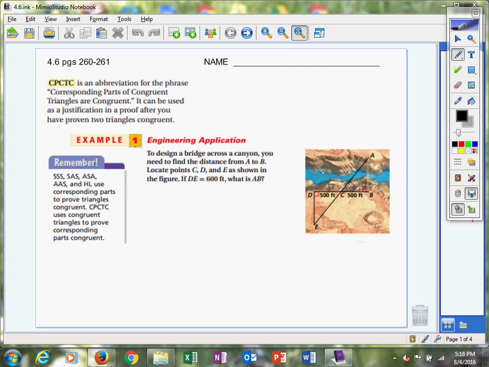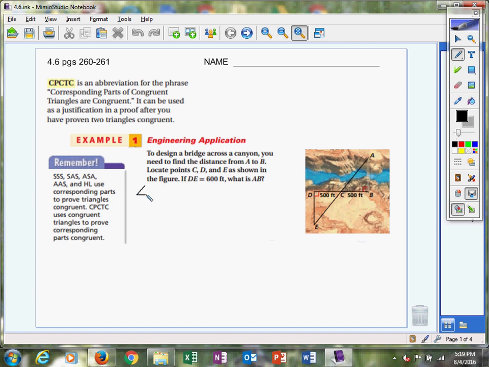Let me illustrate this to you, okay? This is an engineering application, and this is what it says. To design a bridge across a canyon, you need to find the distance from A to B. Locate points C, D, and E as shown in the figures. If DE equals 600 feet, what is AB? Well, the first thing you've got to do, it would be really simple to go, oh, I see what's going on here, I can go ahead and slap the answer up there. But you have to prove that the triangles are congruent. There's no other way around it, okay?